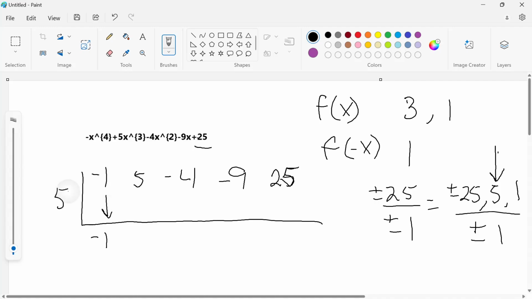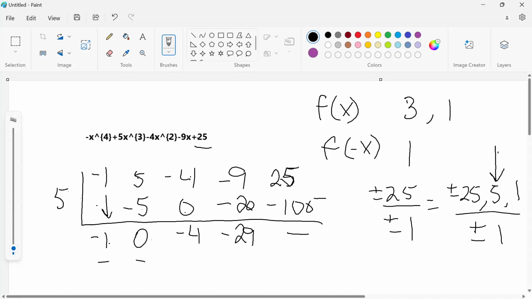So this is -1. 5 times -1 is -5. 5 minus 5 is 0. 5 times 0 is 0. -4 plus 0 is -4. 5 times -4 is -20. -20 plus -9 is -29. 5 times -29 is -145. -145 plus 25 is negative. So this is negative. This is 0, which is neither positive nor negative, so it can count as either one. I'm counting it as negative here. Negative, negative, negative. So they're all negative. 5 is an upper bound.